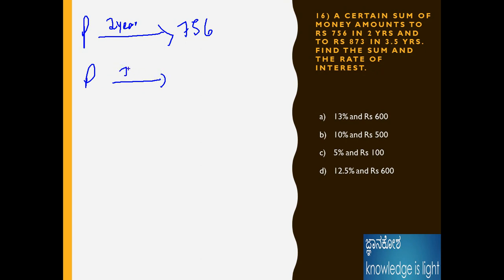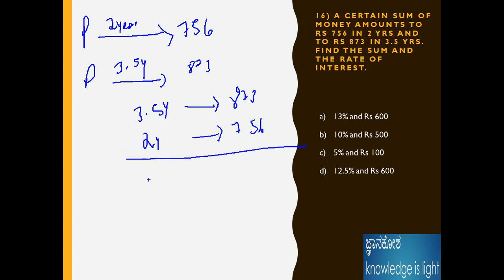Again, it is 3.5 years, right? For 3.5 years, the amount should be 873. For 2 years, the amount should be 756. If you are separating these things for 1.5 years, subtracting this one, 873 minus 756, that should be 117 is the interest. This is the interest.